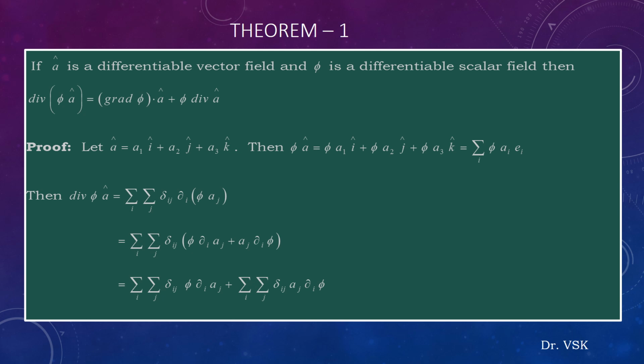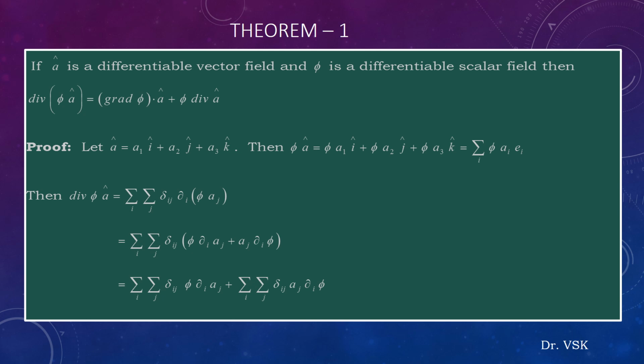So div of phi a cap equals summation sigma over i, summation sigma over j, delta sub ij dou i of phi aj. This is the representation of div phi a cap by using the Kronecker delta. Now let us expand dou i of phi aj.